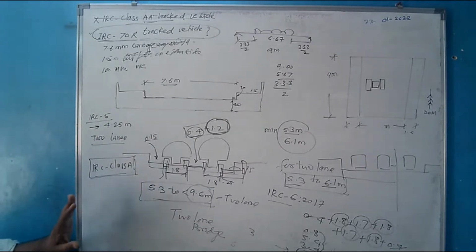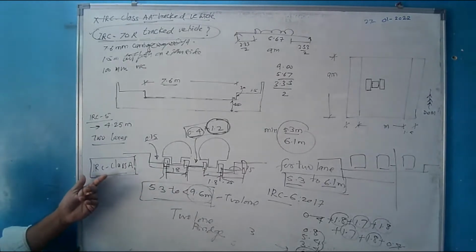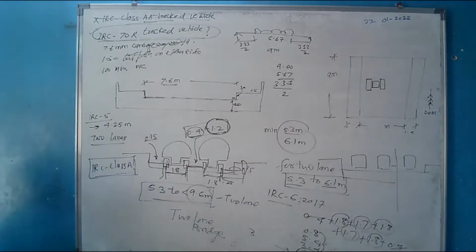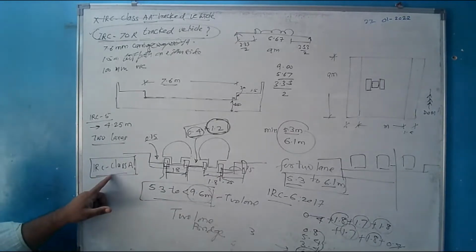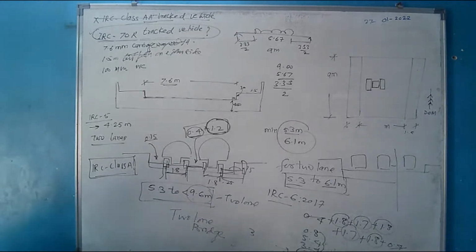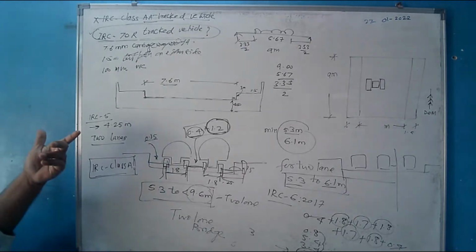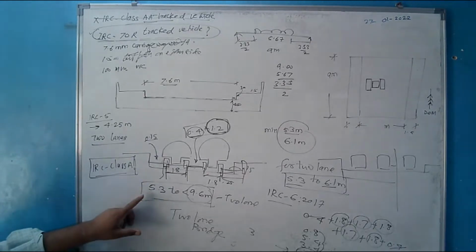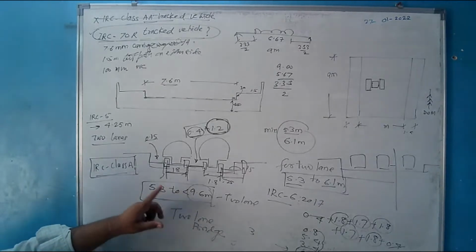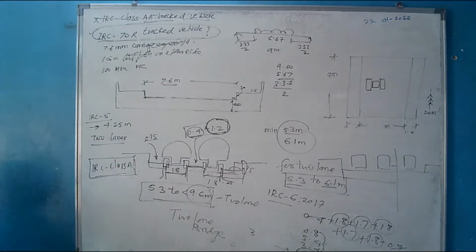We will discuss all these things in detail when we will discuss IRC Class A loading. जब हम ये लोडिंग डिस्कस करेंगे ना, वहां पर ये चीजें हमको और बहुत ज्यादा डिटेल में डिस्कस करना है. So we will discuss all these things. Temporarily, you just understand that for three lane, the minimum carriageway width required is 9.6. It is 7.6, less than that. It is greater than 5.3 and less than 9.6. So it must be a two lane bridge.